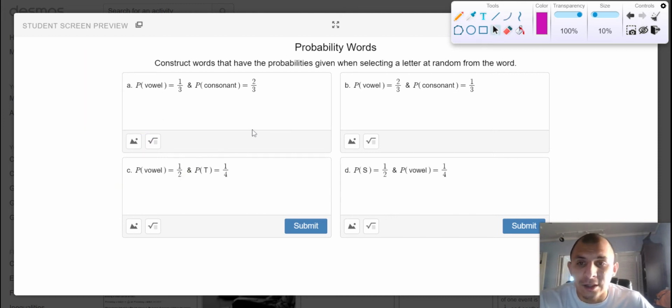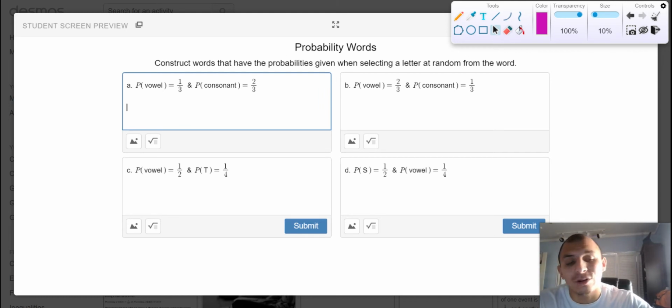So that brings us back to here, where you'll be determining words that fulfill this particular set of probabilities. So I'll help you with part A. Part A says the probability of having a vowel is 1/3. So total outcomes is 3. So I knew that I need a 3-letter word that has one vowel and two consonants.